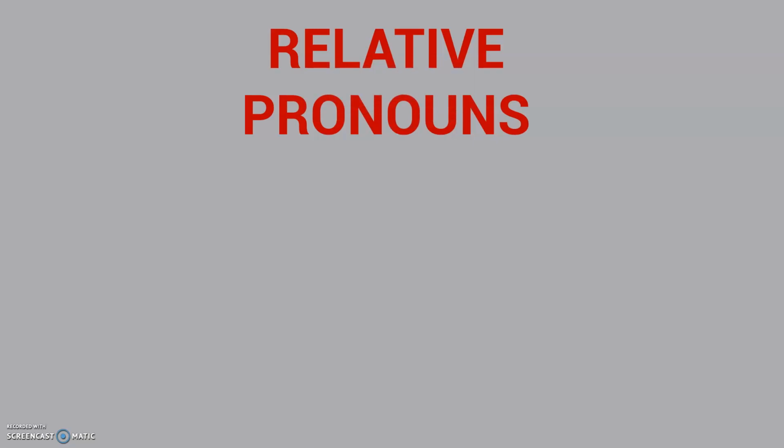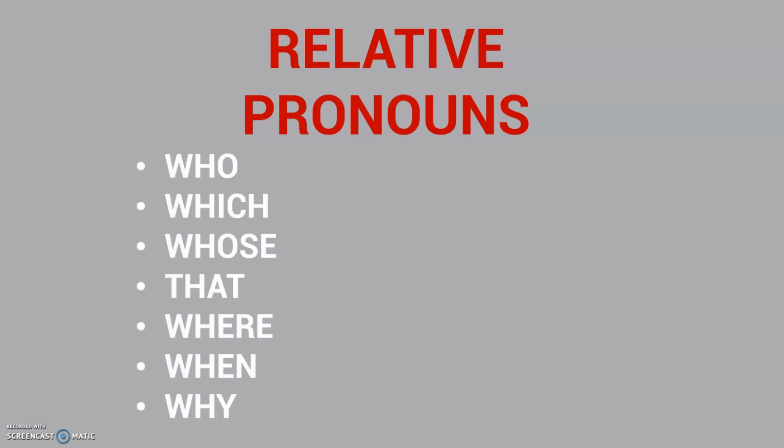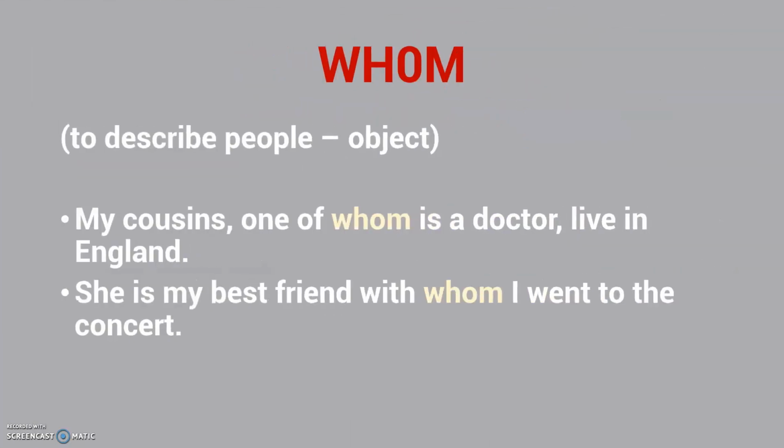Now, last time we talked about exactly 3 relative pronouns. We talked about who, which, and whose. This time we're going to be talking about that, where, when, and why, and how we use them. So let's look at it.